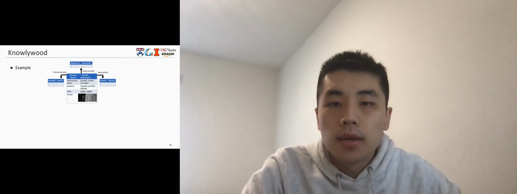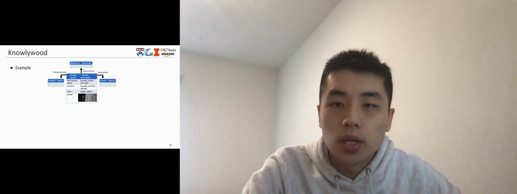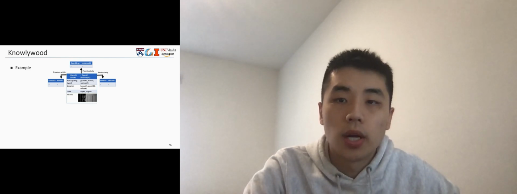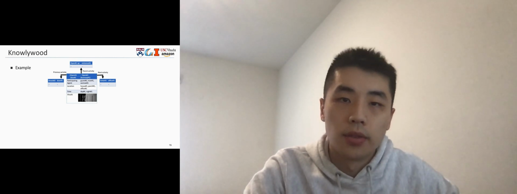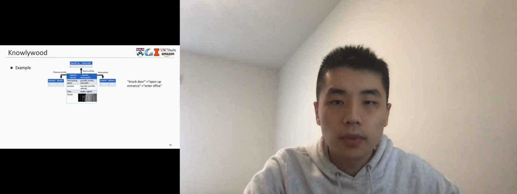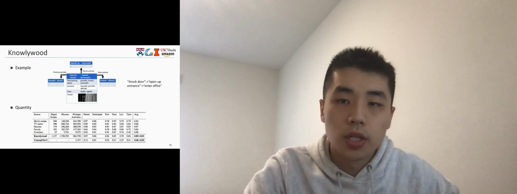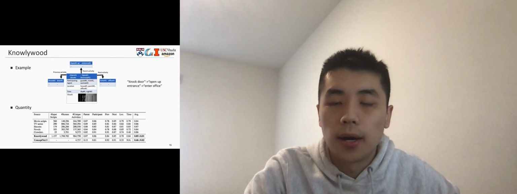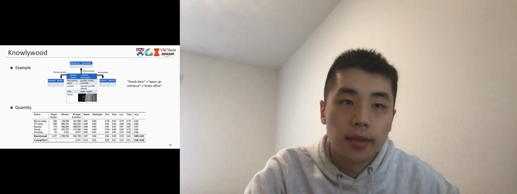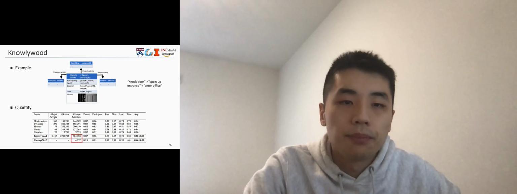So here is a case study showing the extraction results. From the scene, we can actually extract some interesting event knowledge: we first knock the door and then open up the entrance, and then we can enter the office. A big advantage of this approach, of course, is the quantity. As this approach is automatic, it is much cheaper than crowdsourcing. It can effectively extract the knowledge about 964,000 events, which is much larger than ConceptNet. Yeah, as you can see here.